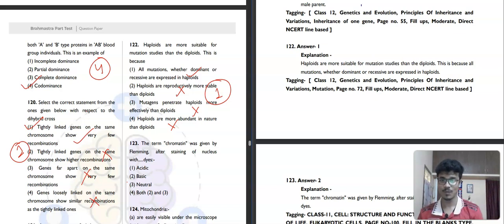Then 123. The term chromatin was given by Fleming after staining the nucleus with what? Basic dyes. The second option is the correct answer.